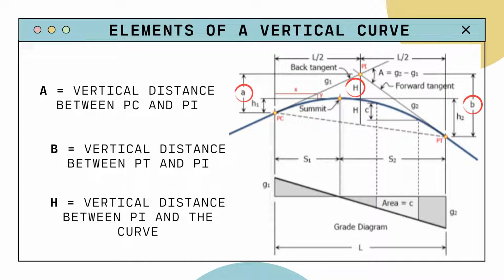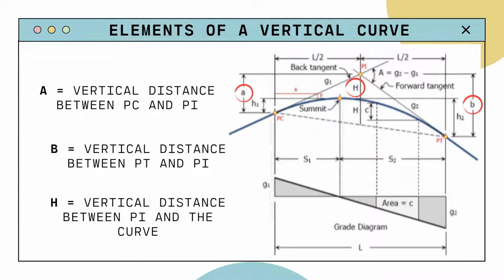So B, on the right side of the diagram, as you can see, it is encircled there. It is basically the same as A, but B is the vertical distance between the point of tangency and the point of intersection. So again, you just take the vertical difference of their distances, and basically that's it. Lastly, we have H. This is the vertical distance between PI and the curve.